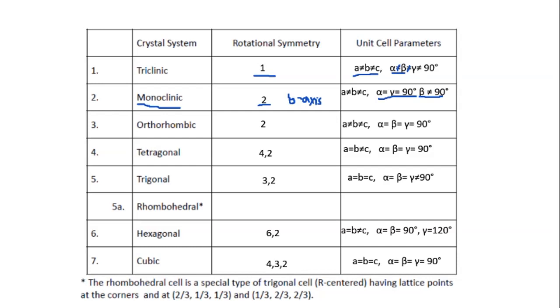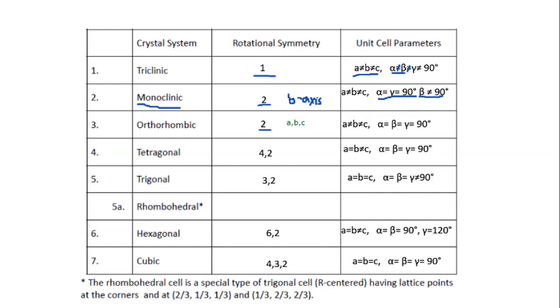Now we go to orthorhombic. Orthorhombic only has twofold rotational symmetry. Now for orthorhombic, as we'll see later, it has three unique axes, A, B, and C. So A, B, and C are unique axes for orthorhombic. That means when you see an orthorhombic space group, it's going to have three operators.